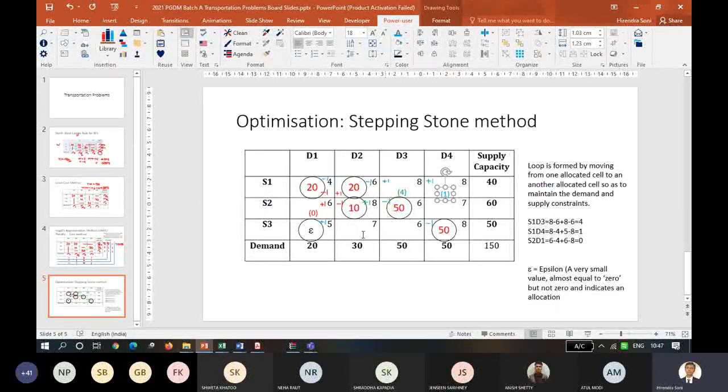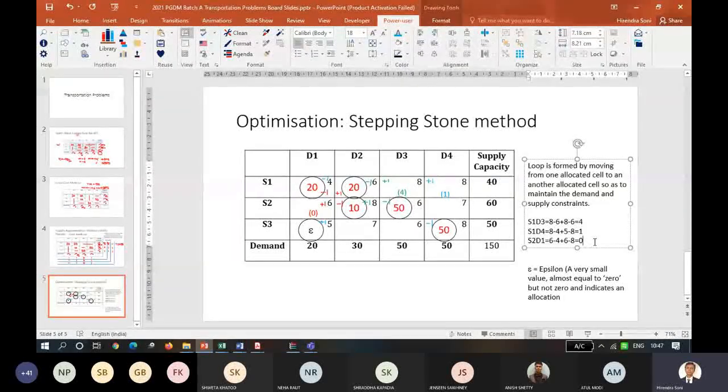Fine. So next cell क्या लेंगे हम लोग? Next cell इधर पर का हो गया. In this particular row, this is the only cell which is left out. So we will take S2D4. Fine. So S2D4 इसमें अभी आपका loop कैसे बनेगा? Will we be able to form a loop?